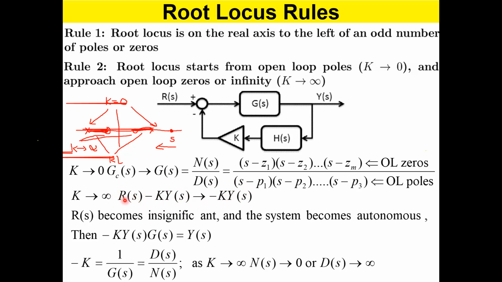So there is no R(s) part here. So you have k times Y(s), and it is negative. We multiply with G(s), and the result is equal to Y(s). Like this: k times Y(s) G(s) is equal to Y(s). So follow the signal path: k times Y(s), this is not significant, it's negative, multiply with G(s) is equal to Y(s). This is the situation you are in when k is very, very big.